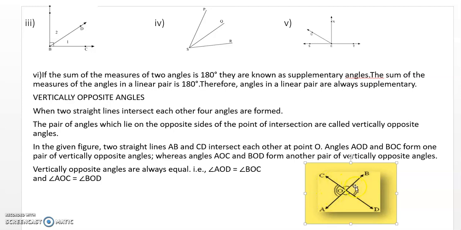Angles AOC and BOD form another pair of vertically opposite angles, and vertically opposite angles are always equal. So AOD will be equal to BOC, and next, AOC will be equal to BOD.